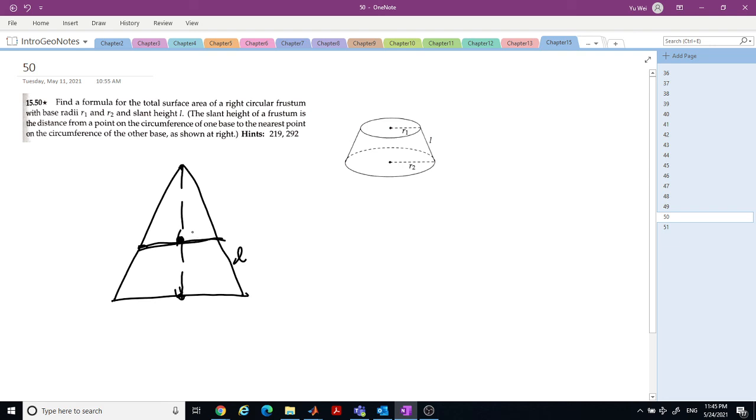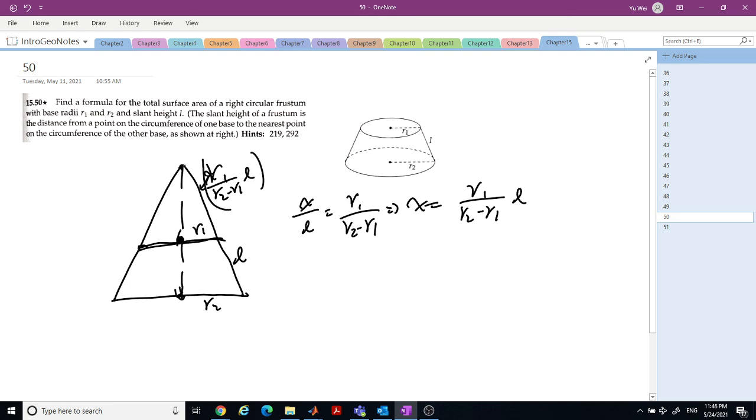This is the big cone. The radii are R1 and R2. So we know this side is x, and x over L is equal to R1 over R2 minus R1. So we know x is equal to R1 times L over R2 minus R1. Okay, this is R1 L over R2 minus R1.